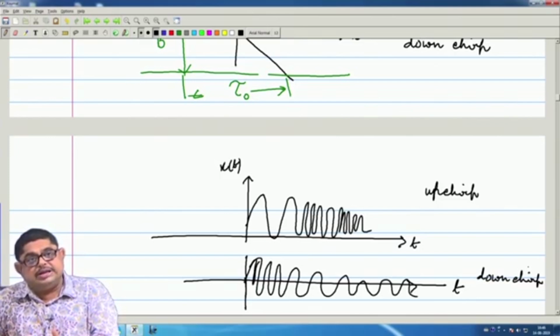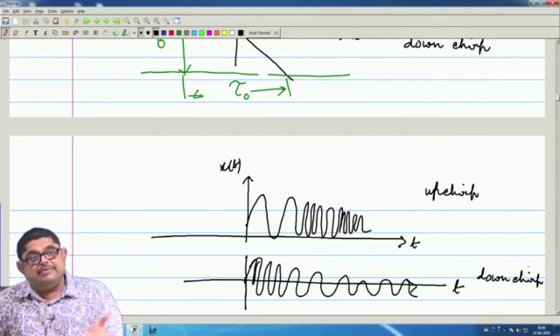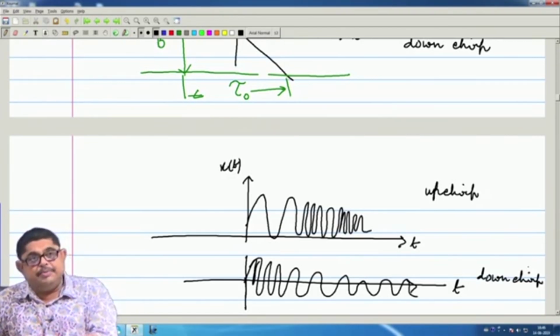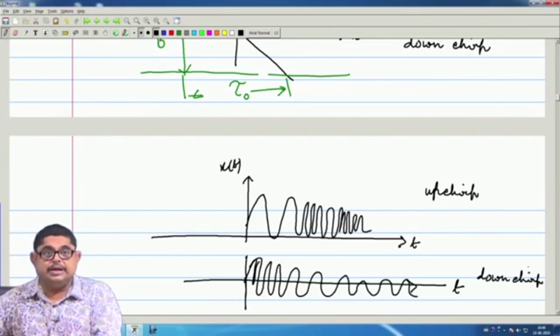This is not exactly the FM signal that we see in communication. We will explain why, and we will see what its effect is on the detection or resolution of radar concepts. That we will see in the next class. Thank you.